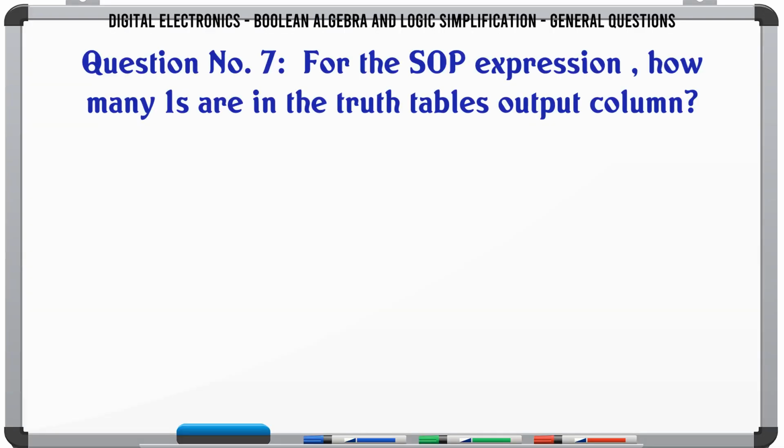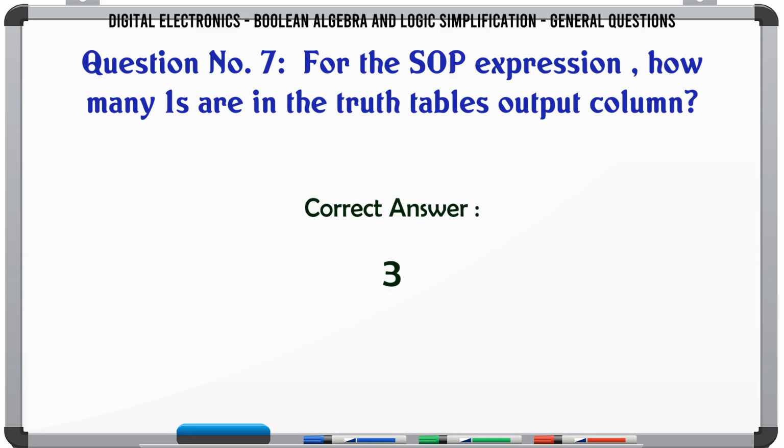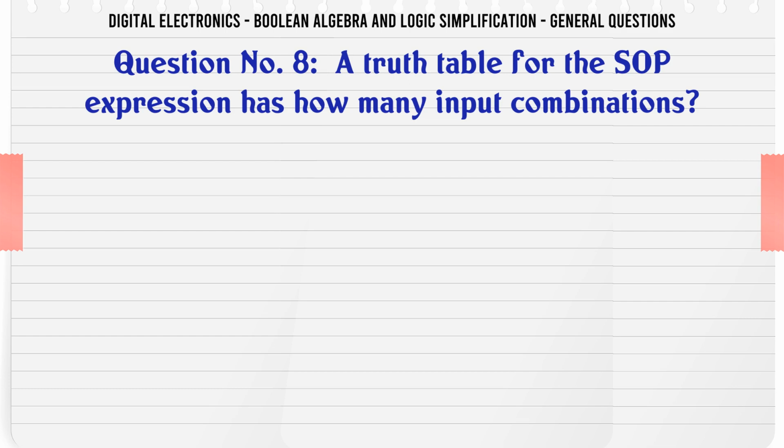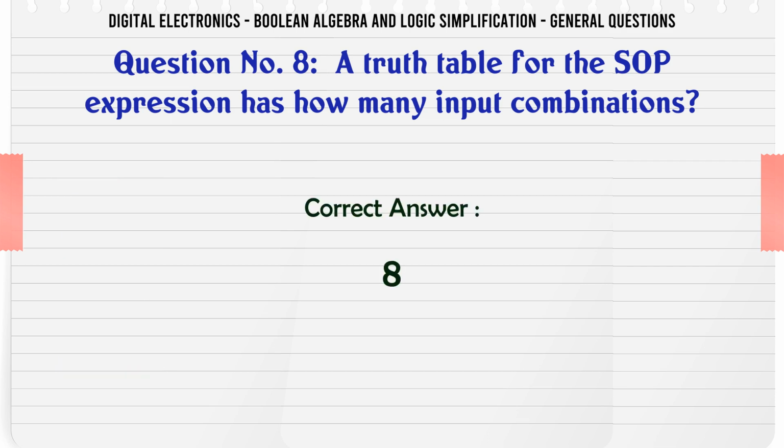For the SOP expression, how many 1s are in the truth table's output column? A1, B2, C3, D5. The correct answer is 3. A truth table for the SOP expression has how many input combinations? A1, B2, C4, D8. The correct answer is 8.